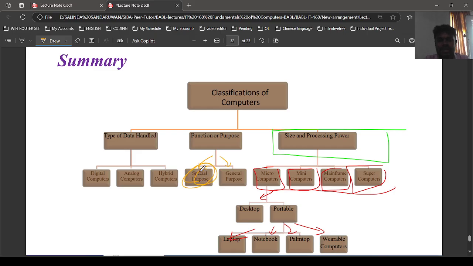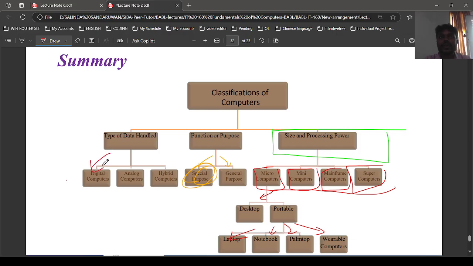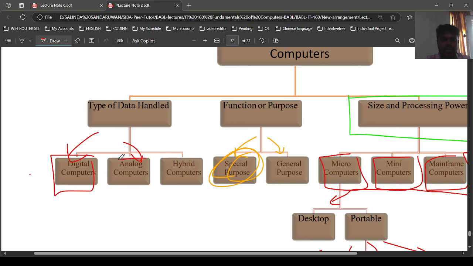Special purpose computers are mostly scientific, washing machines, and some other special application computers. And general purpose, the computers we are using in real life, we use laptops and other desktop computers. They are general purpose computers. And for types of data handled, we have three types. The digital computers, so the laptop and desktop, they are digital computers, and they are accurate and only work with ones and zeros. Analog computers, the most popular example is the petrol pump.